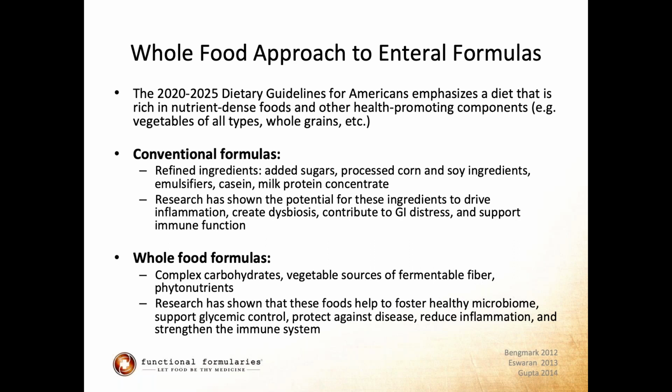Of equal importance are the benefits that whole foods can provide as well. So the most beneficial attributes of a blenderized diet regimen include the vegetable sources of fermentable fiber, which helps to foster a healthy gut bacteria, better glycemic control, and better digestion. And plant sources of phytonutrients. Phytonutrients cannot be replicated in a semi-synthetic product. Phytonutrients come from vegetables and fruits and the plant sources within blenderized diets. And the phytonutrients have health-promoting properties that may be protective against disease, helping to reduce inflammation and strengthen the immune system as well.